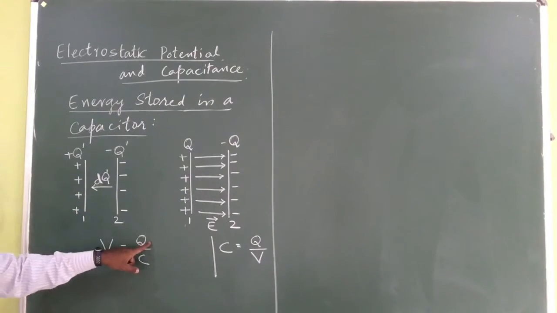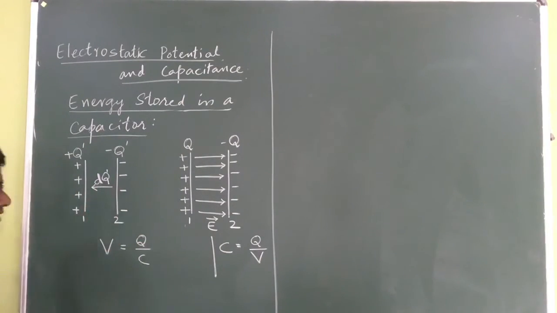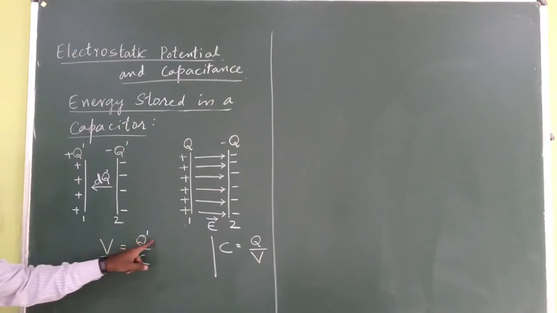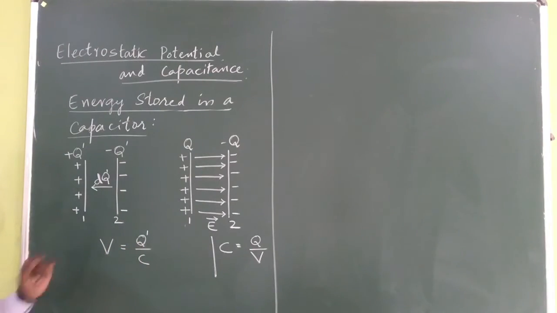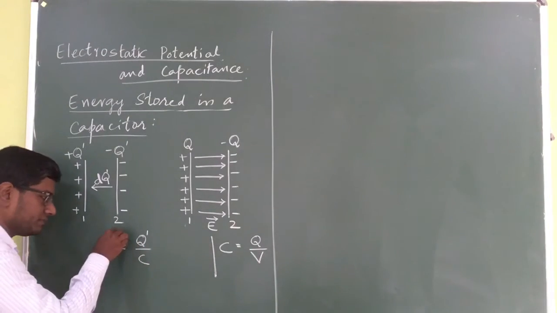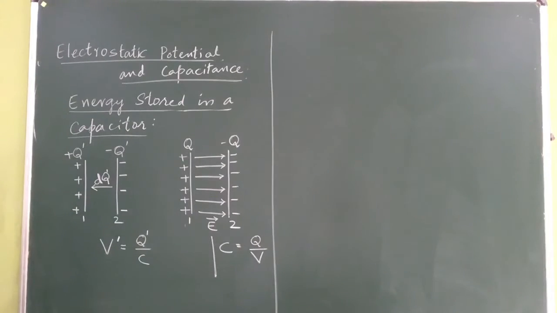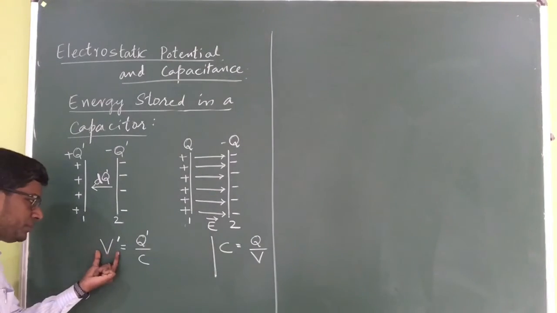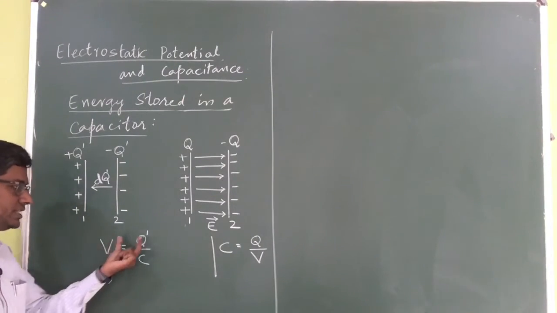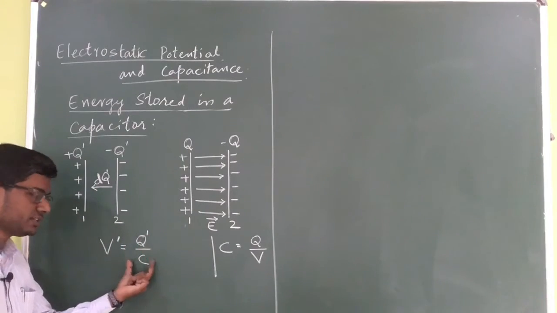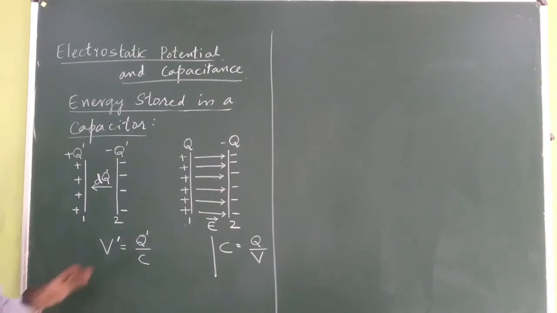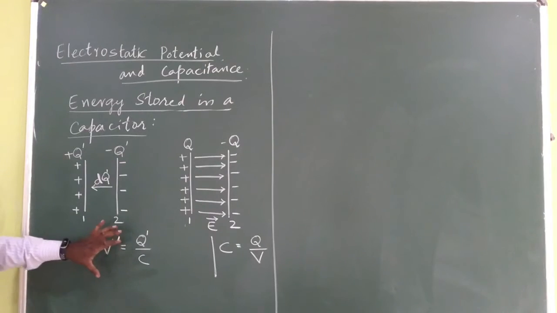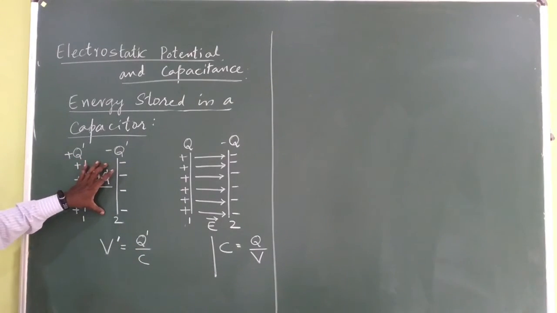But what kind of Q do I have on each plate? It is not Q, it is just Q dash. And because this is not the final potential, it is the transition potential, I am going to take this V as V dash. So the intermediate potential V dash is equal to Q dash divided by C. That is my current situation of potential on this capacitor.